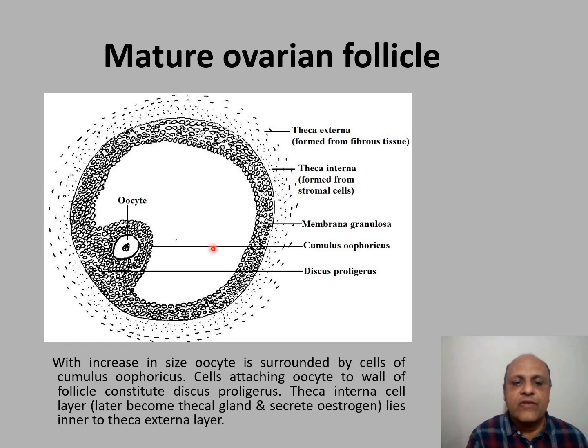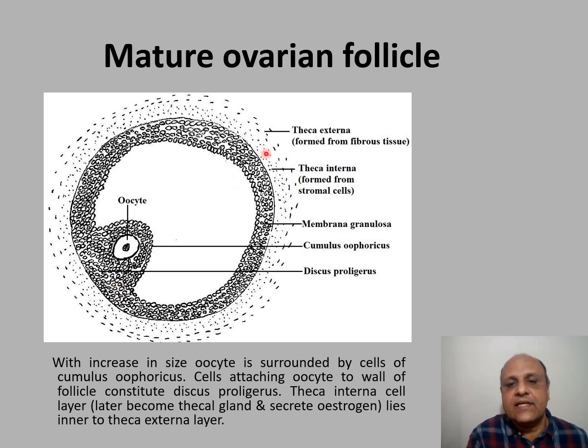Then the mature ovarian follicle is formed. And how do you describe the mature ovarian follicle? Here with increase in size, the oocyte is surrounded by cells of cumulus oophoricus, and this oocyte is now placed eccentrically, that is, at the margin. The cells attaching oocyte to wall of follicle constitute discus proligerus. So here we are talking of this region, the discus proligerus. These are the cells attaching oocyte to the wall of follicle.